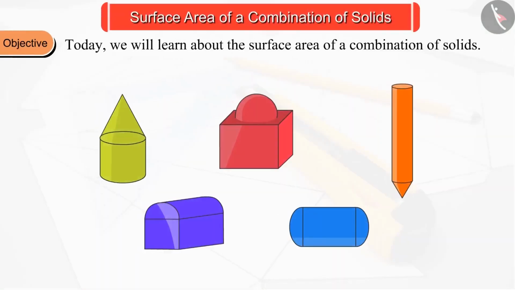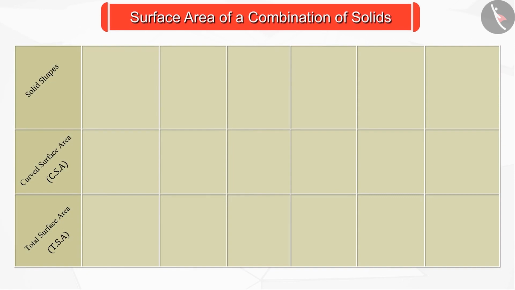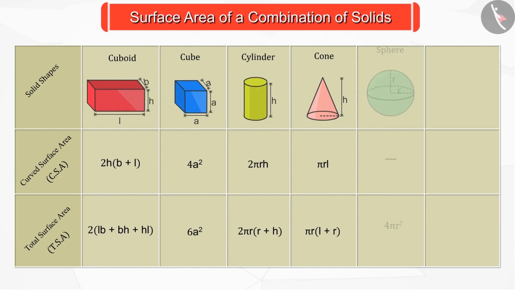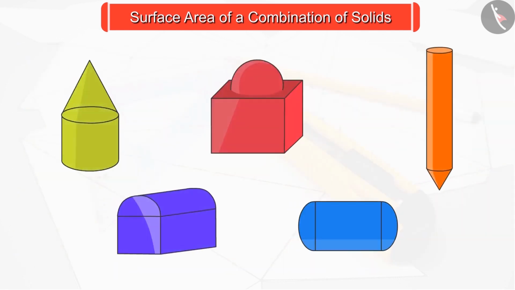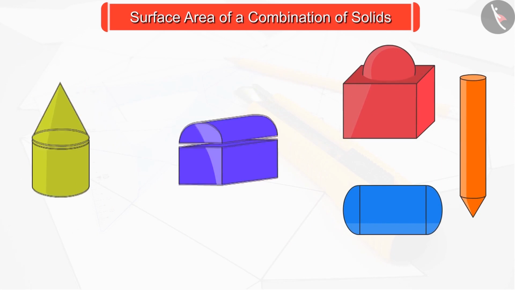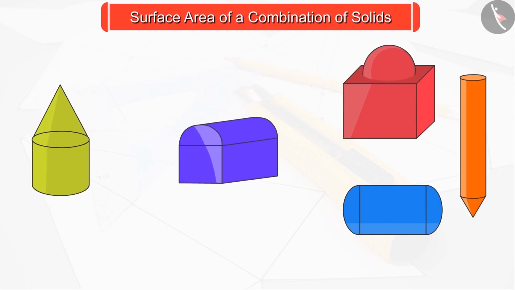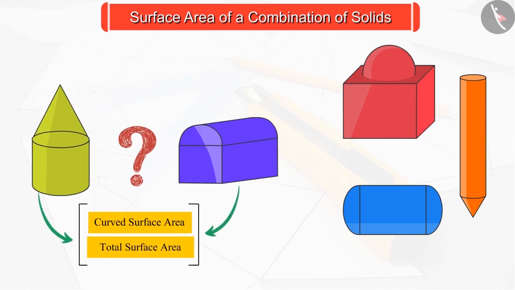Today in this video, we will learn about the surface area of a combination of solids. In the previous session, you have learned about the surface area of all solid figures such as cuboid, cube, cylinder, cone, sphere and hemisphere. If you are asked of the figures formed by the combination of these solid figures, can you find the curved surface area and the total surface area? Let's discuss it.